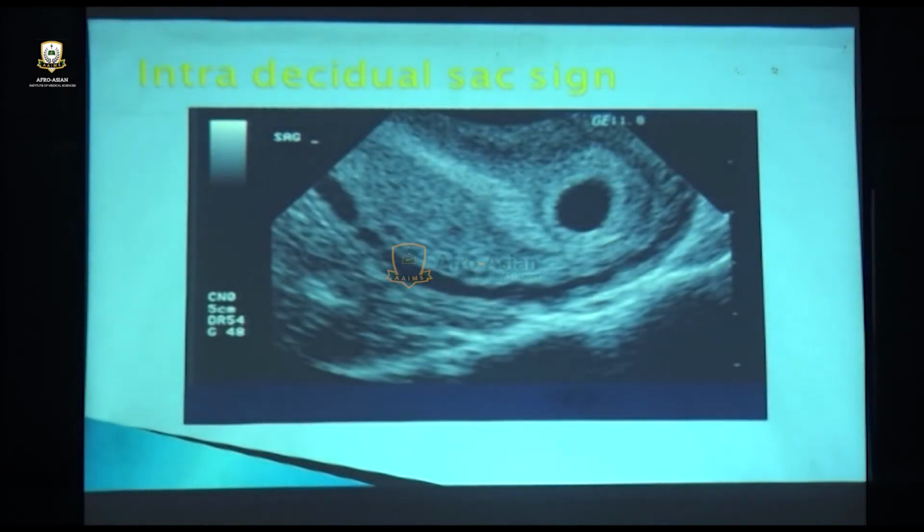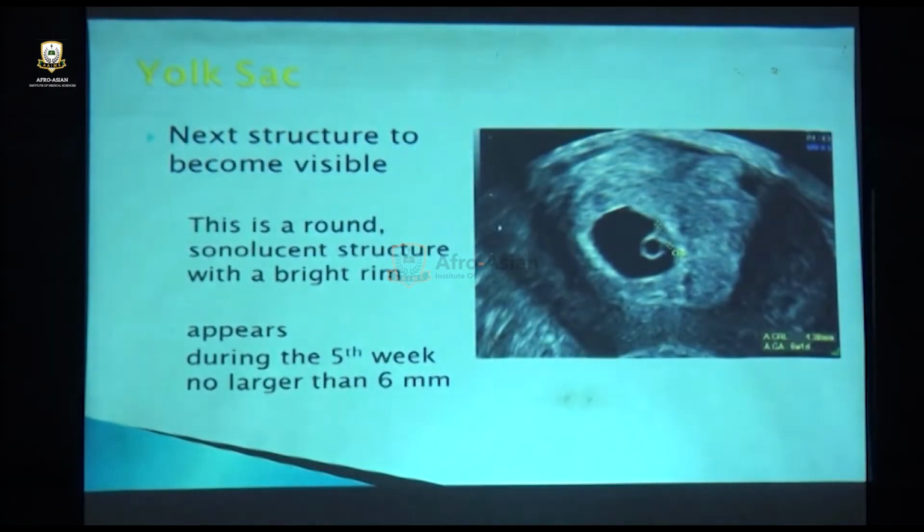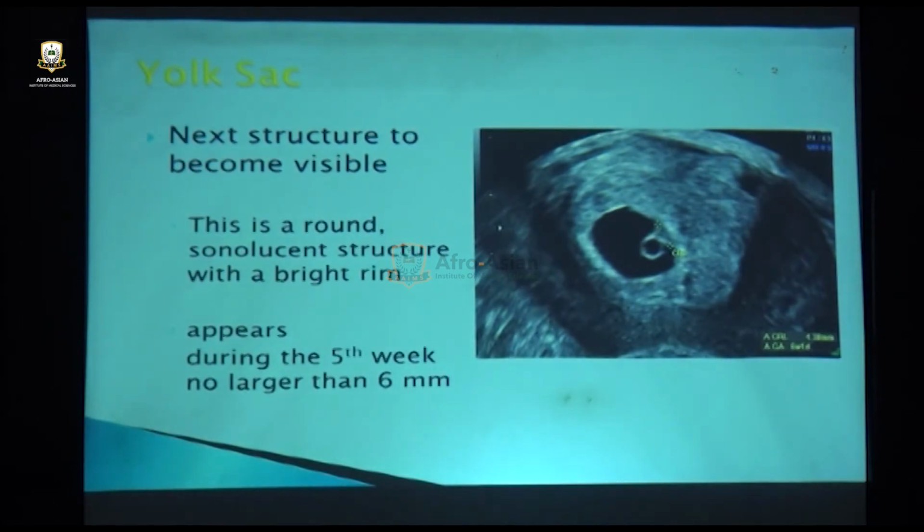ये देखें intradecidual sac sign. In the decidua there is gestation sac and it's a double decidual sign, typical of intrauterine pregnancy. Yolk sac. Next structure to become visible in a normal first trimester pregnancy after the gestation sac is the yolk sac. It is a sac within a sac. So the larger one is the gestation sac and the smaller one is the yolk sac. This is a round sonolucent structure with a bright rim and it appears during the 5th week and is no larger than 6 millimeter. Maximum इसका size 6 millimeter.